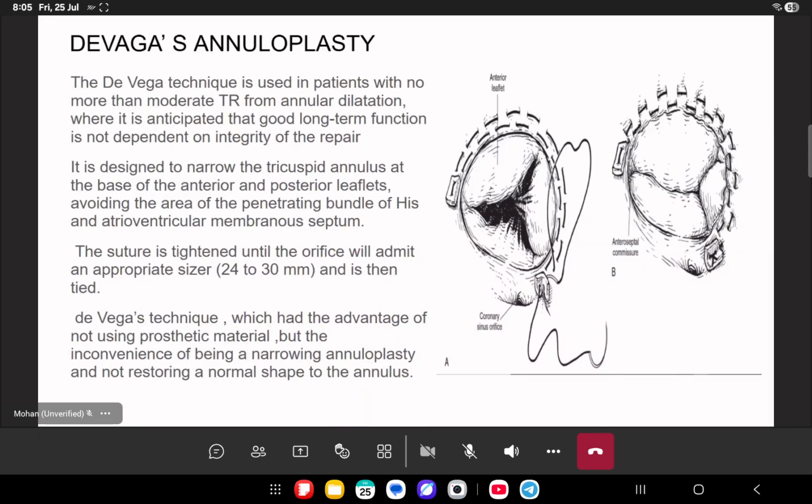De Vega's technique has the advantage of not using prosthetic material, but the inconvenience of narrowing the annulus in the annuloplasty and not restoring a normal shape of the annulus. Long-term function is dependent on the integrity of the repair.